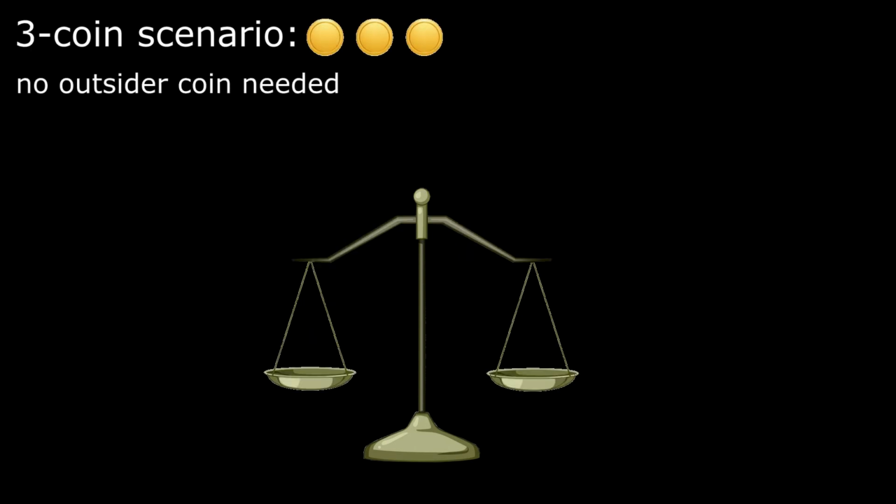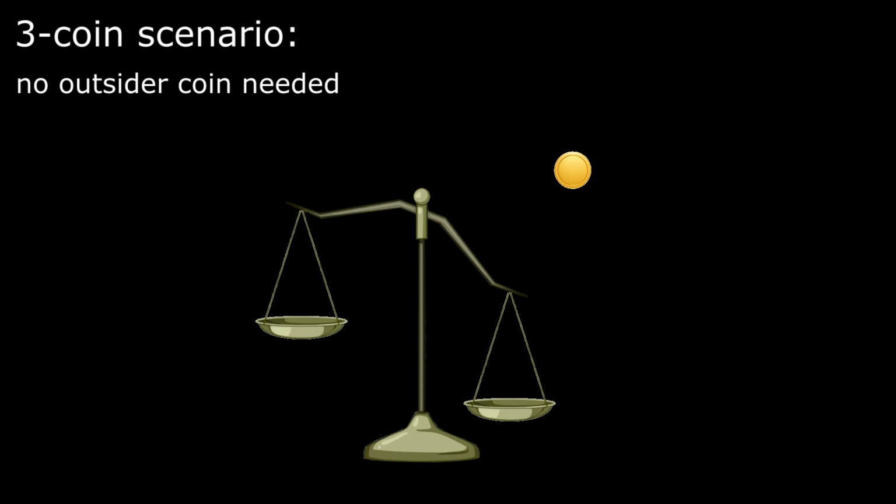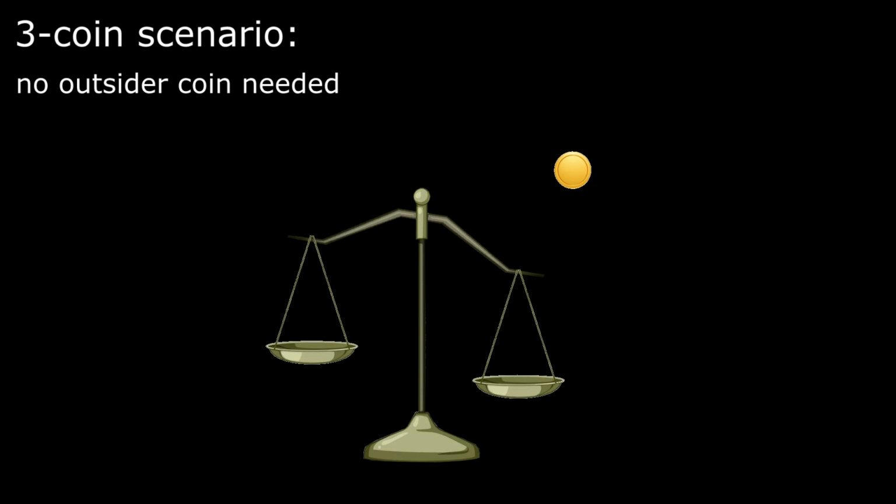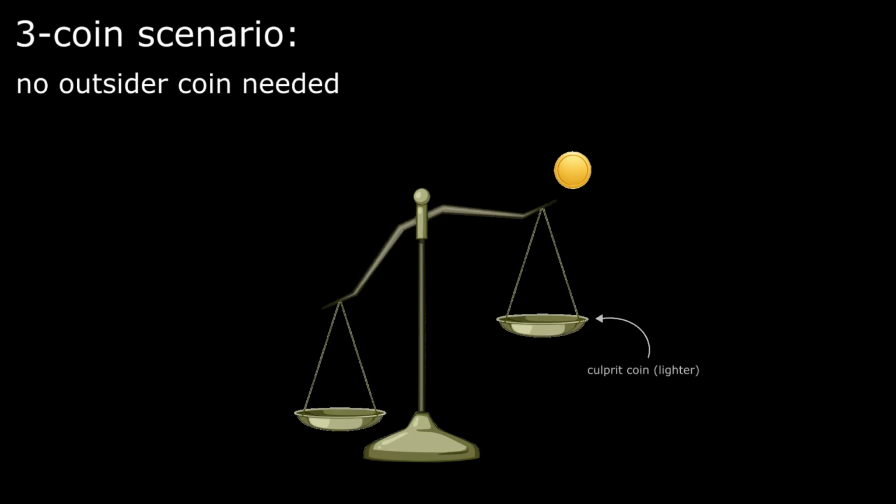Say we have 3 coins now instead of 2. Here we don't need an outsider coin. We can determine which coin is the culprit with just these 3 coins and 2 weighings. So we put 1 coin on each side in the first weighing. The scale is balanced and the culprit coin is the third one. But we still need to determine whether it's lighter or heavier. So we swap it with 1 coin that's on the scale. We know the coin we haven't touched is a normal weight. So if during the second weighing, the scale tips toward the coin we swapped in, then that means it's heavier than the others. And if the scale tips toward the other side, then that means it's lighter than the others. If the scale unbalances during the first weighing, then we just repeat what we did in the 2 coin scenario.